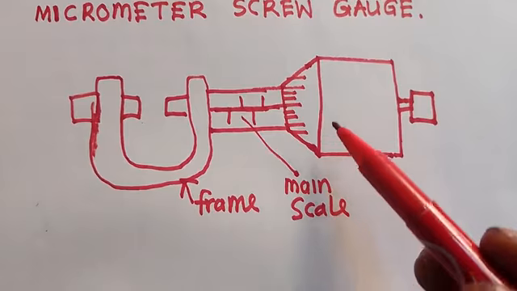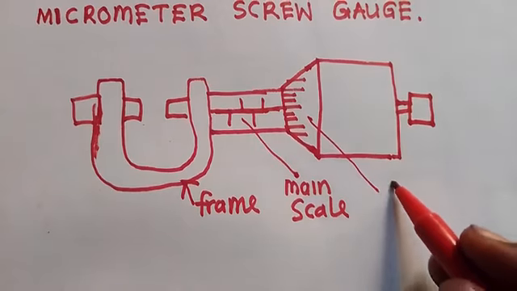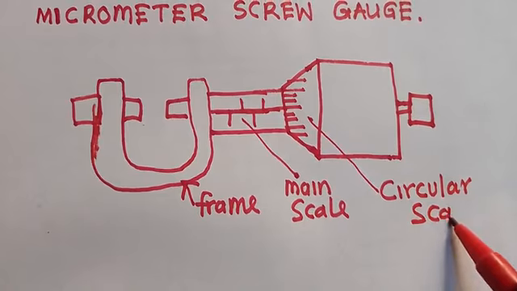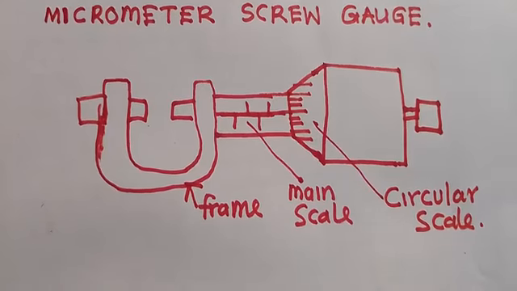This scale that is here is called a circular scale. Some people call it a thimble scale.